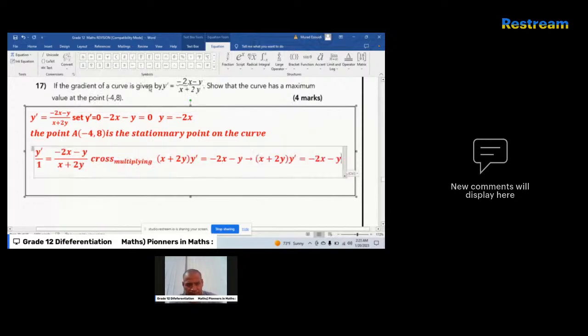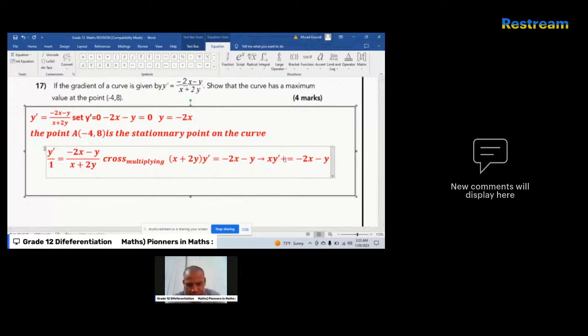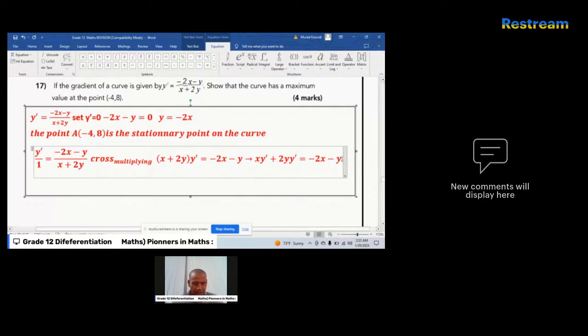I will just write this as x y dash. Then 2y multiplied by y dash, I will just write here plus 2y y dash. Then equal, in fact, minus 2x minus y. I'm going to differentiate this.